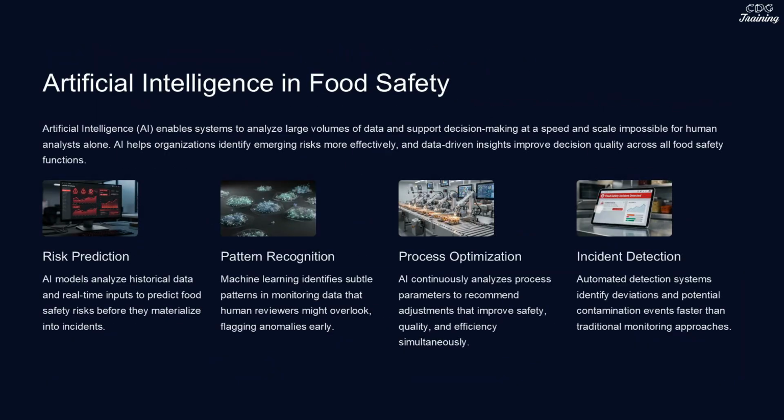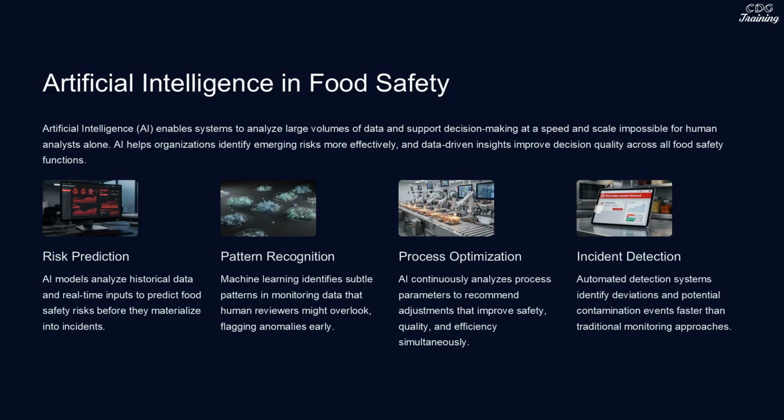Artificial intelligence, AI, enables systems to analyze large volumes of data and support decision-making at a speed and scale impossible for human analysis alone. AI helps organizations identify emerging risks more efficiently, and data-driven insights improve decision quality across all food safety functions.